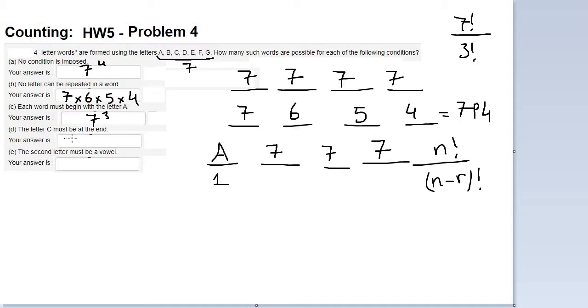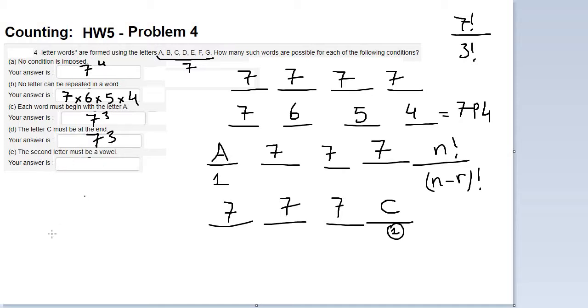The letter C must be at the end. This is the same situation as C. We were given a restriction that C has to be here. However, we were not given a restriction here. It is going to be 7 to the 3rd.